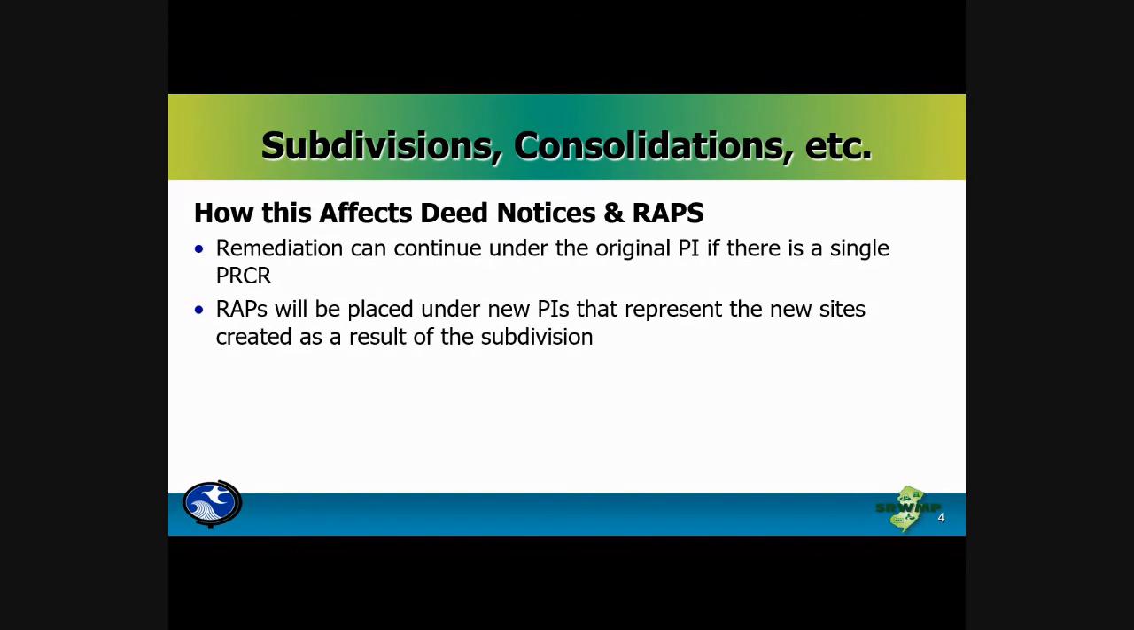as long as there is still a single PRCR and as long as the case remains in compliance. A single ARIA will be issued under the original site and PI, and then the permits will be placed under each of the subdivided sites' PI numbers. Next slide, please.